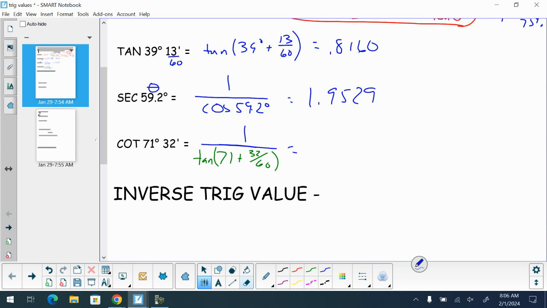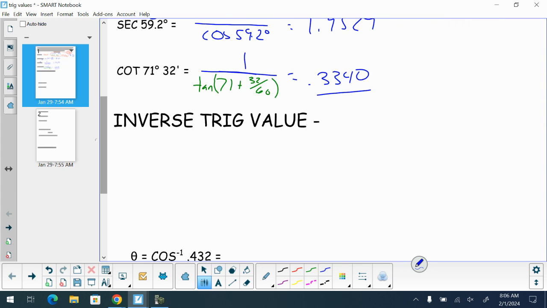Owen, what do you come up with? 1.3340. Good with that? Once again, you need to write these steps out because we are reciprocating here.